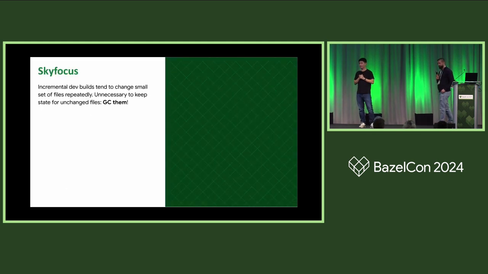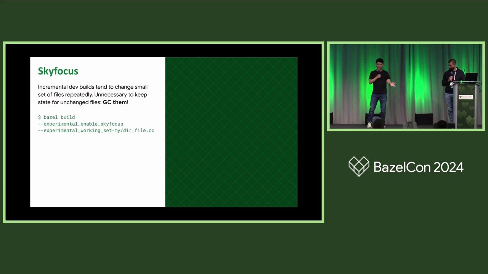So SkyFocus, unlike skeletal analysis, is really for the case where you complain that Bazel is slowing down your Mac, or it's being too heavy on your Mac because there's not enough memory. So it's good for incremental builds. We recognize that in our own development experiences, we always change the same few files during inner loop development. So we can set a working set, and we can GC the state that's not needed for changes outside of this working set.